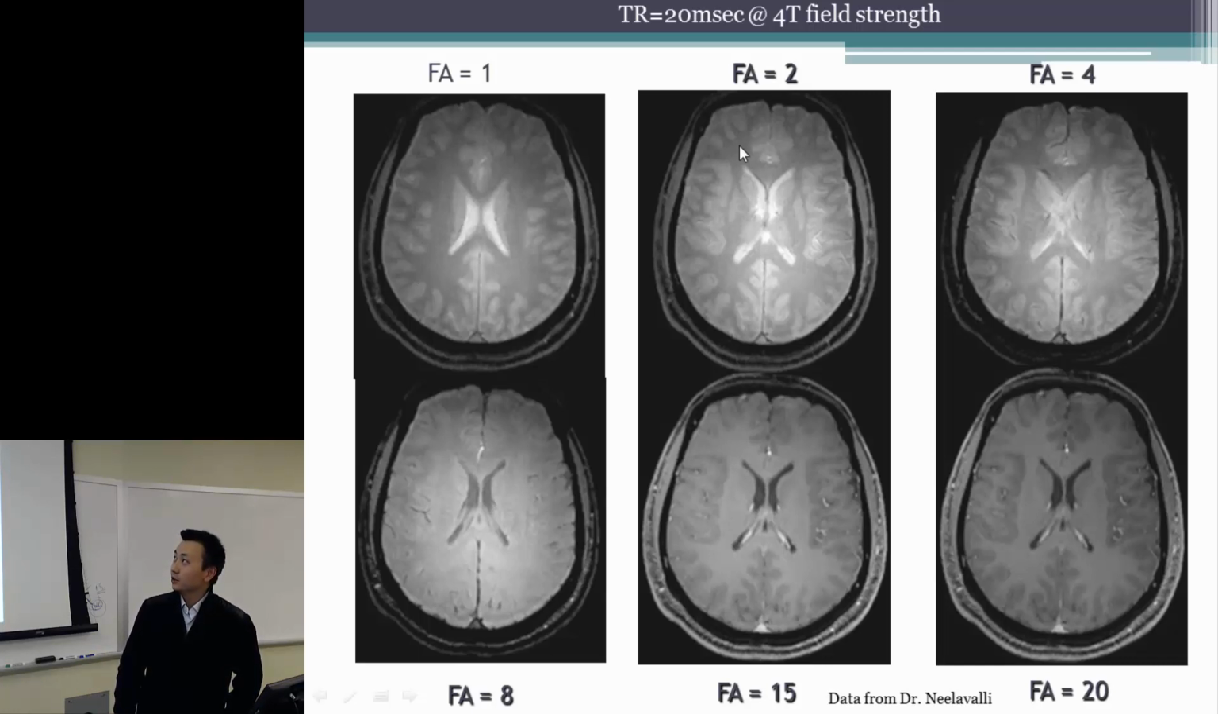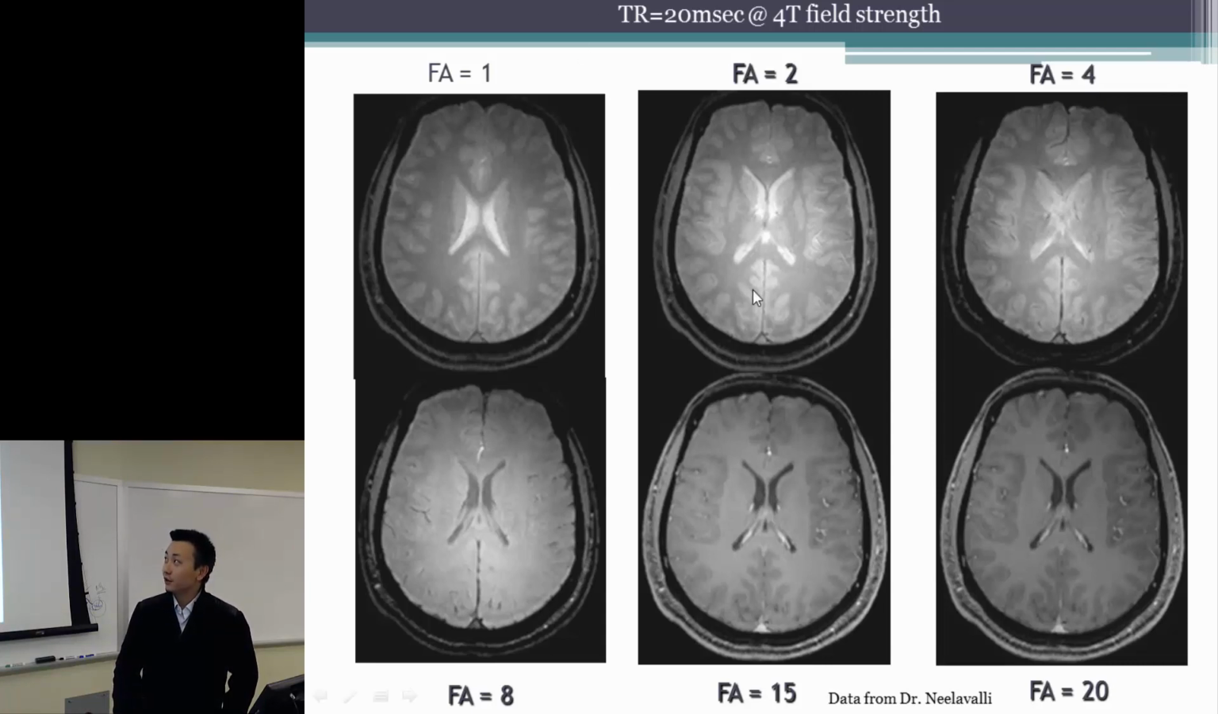As we increase the flip angle, first of all, we can see that the CSF already has decreased signal, even with still a very low flip angle of 4 degrees, because CSF has a very, very long T1 value. So its Ernst angle is very small, right?